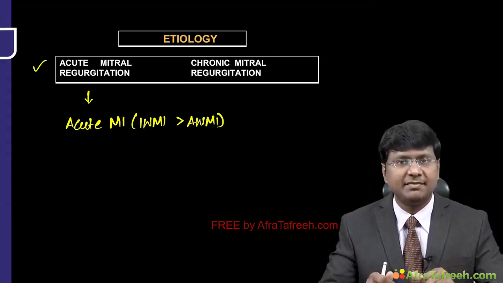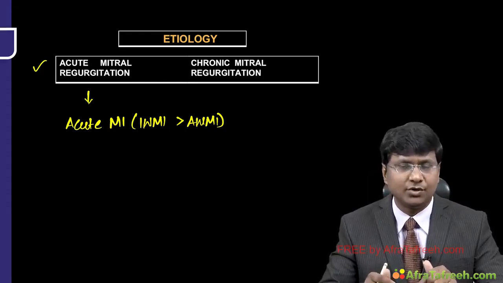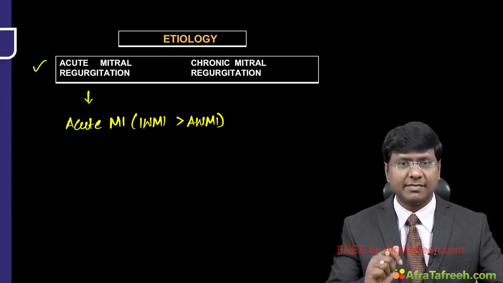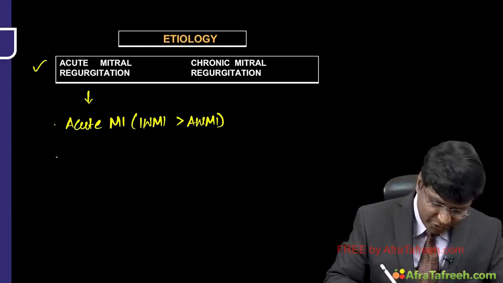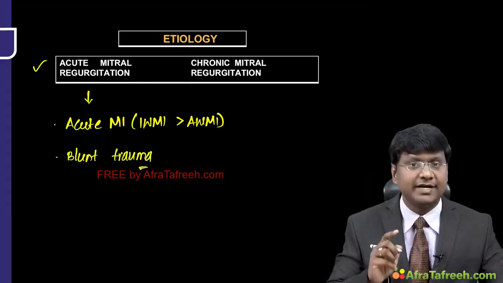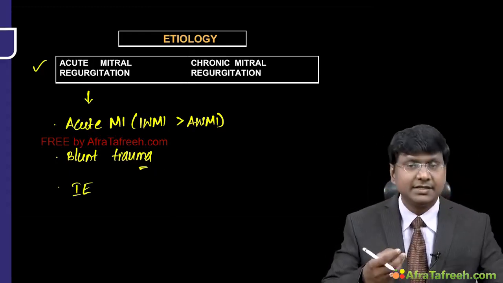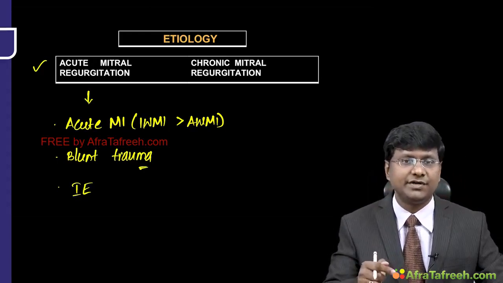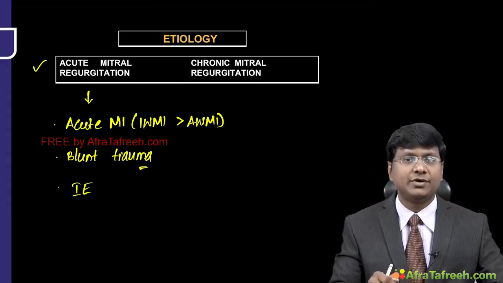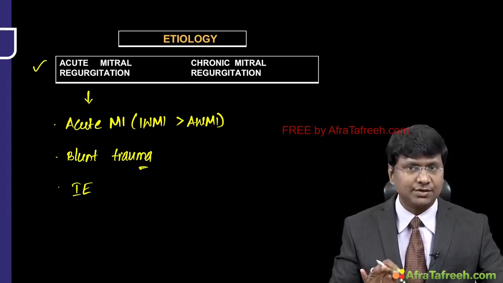Why is that? Because the papillary muscles are located within the inferior wall and, to a certain extent, even in the anterior wall. So if there is infarction of these walls, there can be rupture of the papillary muscles causing mitral regurgitation. Next important is blunt trauma to the chest; even this can cause acute mitral regurgitation. And then infective endocarditis, causing perforation of the valve secondary to the vegetations, will make the individual develop acute MR. So these are the etiologies that cause acute MR.